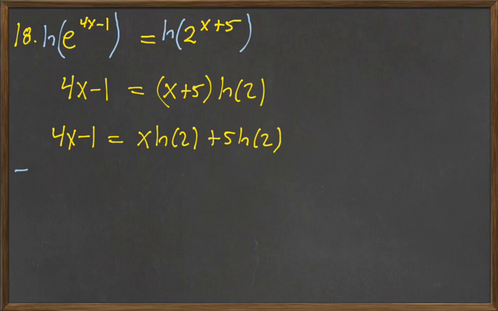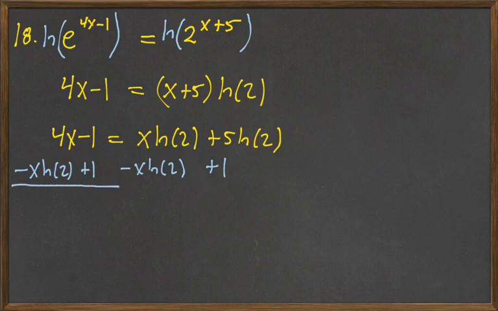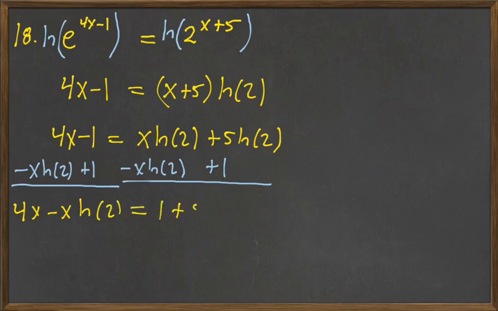And then we're going to pick a side, doesn't matter which side, but we're going to move the x terms onto the left, and we're going to move all the non-x terms to the right. So that means we're going to subtract x natural log of 2 and add 1, and subtract x natural log of 2 and add 1. So we will have 4x minus x natural log of 2, and that's going to be equal to 1 plus 5 natural log of 2.